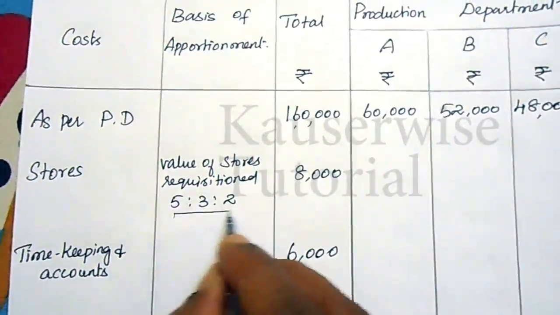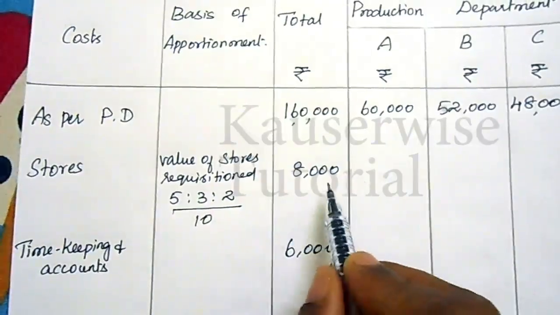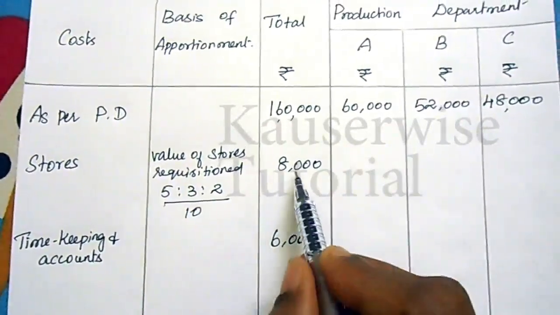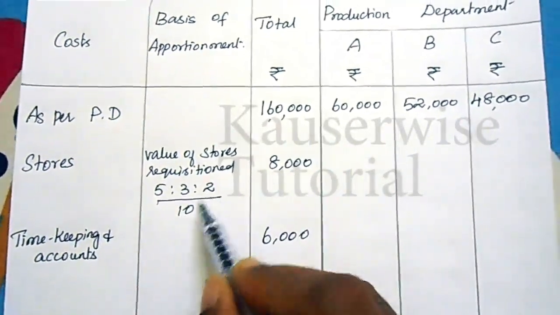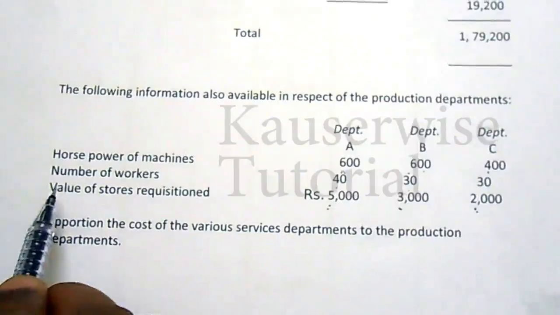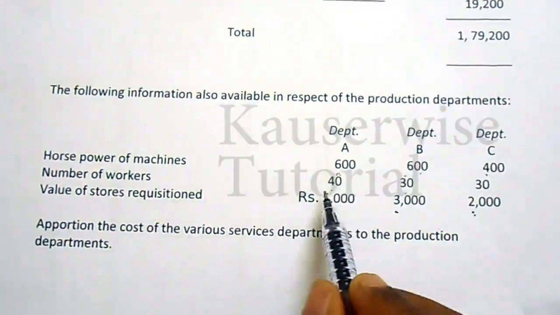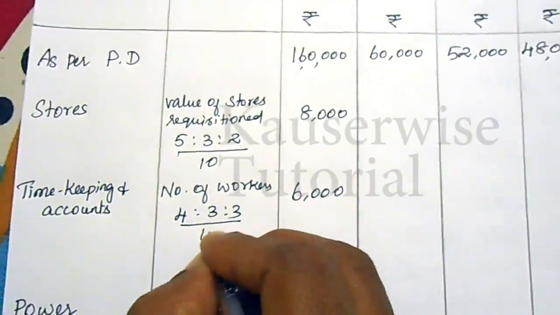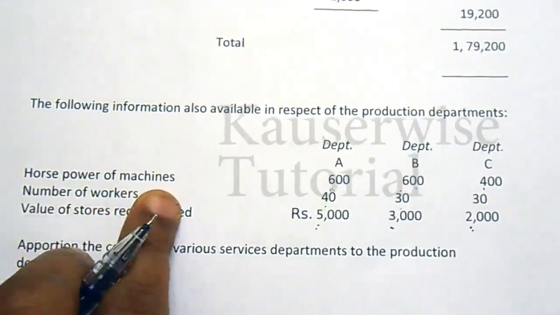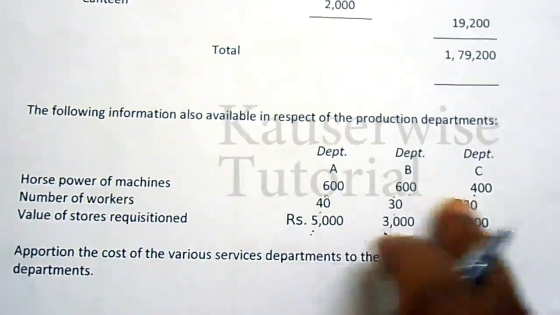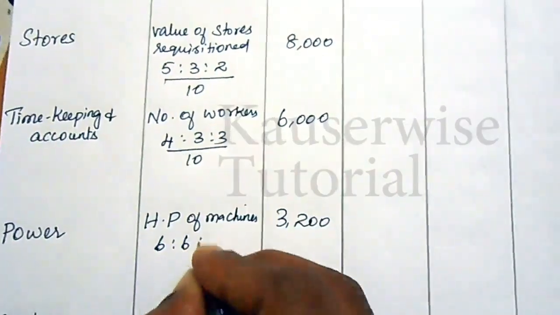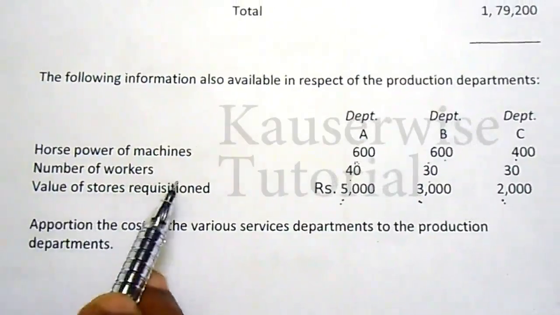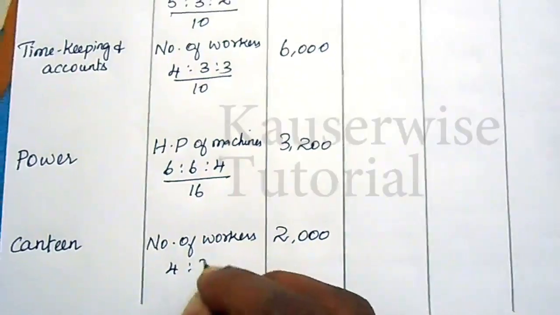Total 10, so divided by 10. Now just divide 8,000 based on this ratio: 8,000 into 5 by 10, 8,000 into 3 by 10, 8,000 into 2 by 10. For timekeeping and accounts, the basis is number of workers, 4 is to 3 is to 3, divided by 10. For power, horsepower of machine, 6 is to 4, divided by 16. For canteen, the same thing, number of workers, 4 is to 3 is to 3.